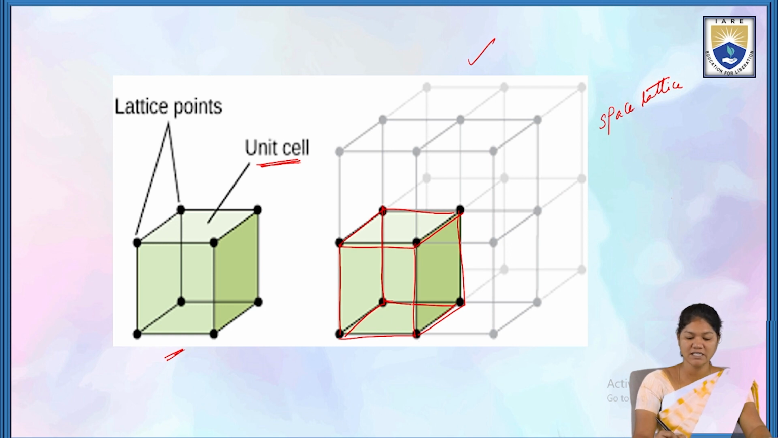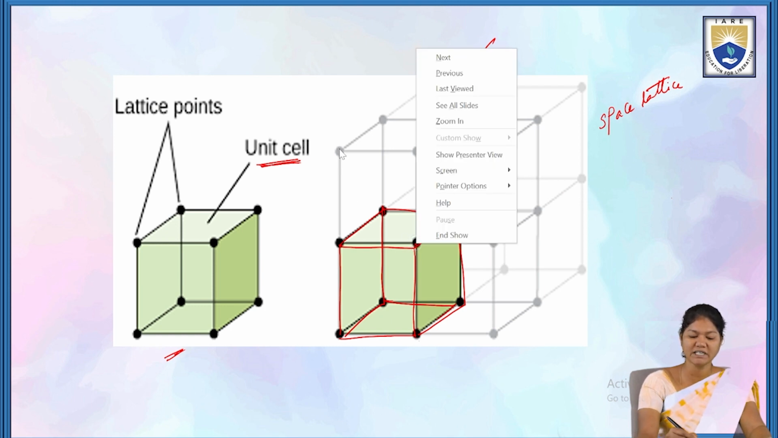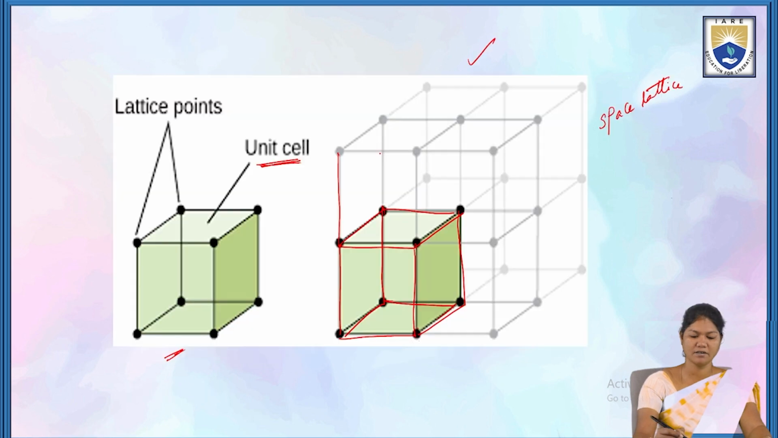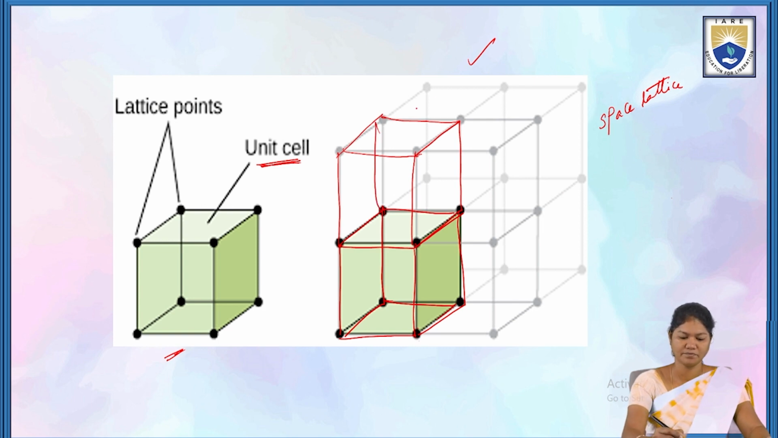In the same way, this unit cell is repeated again here. This is unit cell 1 and this is unit cell 2. Like that, in a linear way it is repeated and repeated. Here also we can see that.